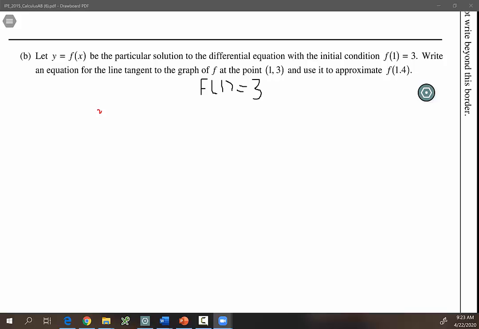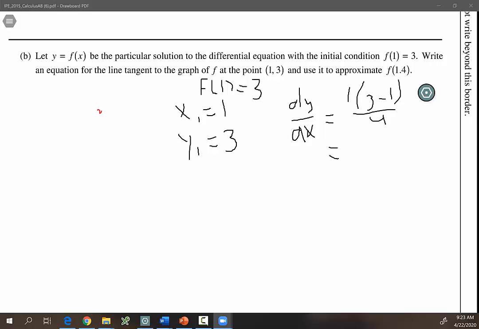So she got f of 1 is 3, good. And so she did x1 is 1, y1 is 3, and then dy dx, she's using the formula, I'm assuming, to find the m. You can just put the answer. Good, so 2 over 4, so 1/2. So y minus 3 equals 1/2 times x minus 1, good.